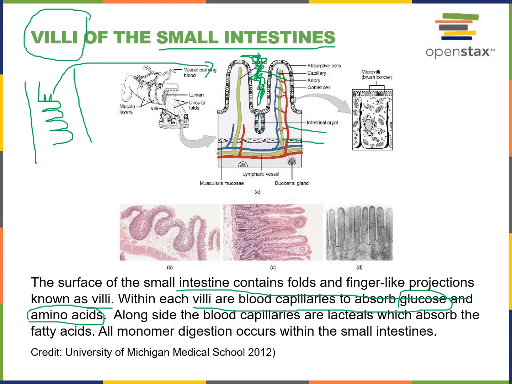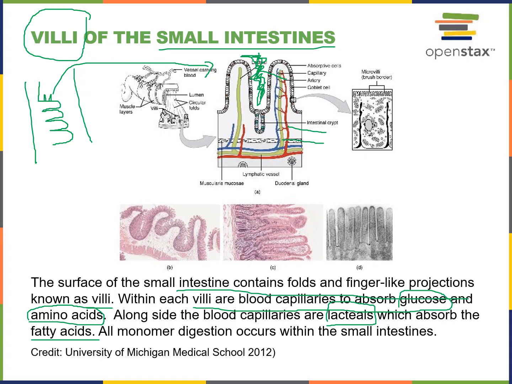So, alongside the blood capillaries are lymphatic capillaries, and the lymphatic capillaries are called lacteals. The reason they're called lacteals is because when the fat goes in, it starts to look milky, so they decided to call them lacteals. The word lacteals is only applied to lymphatic capillaries present in the small intestine. So they absorb the fatty acids, and now the glucose and amino acids are basically in blood.